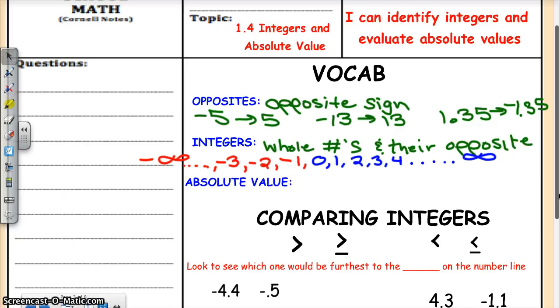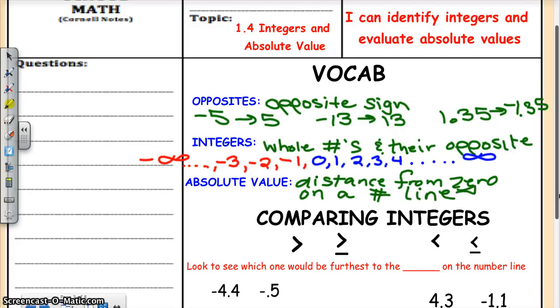Absolute value represents distance from 0 on a number line. Distance from 0 on a number line. And it's expressed with bars. Some kids think it's a number 11, but it actually represents an absolute value sign.